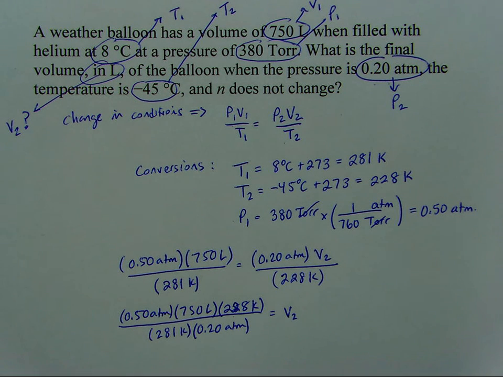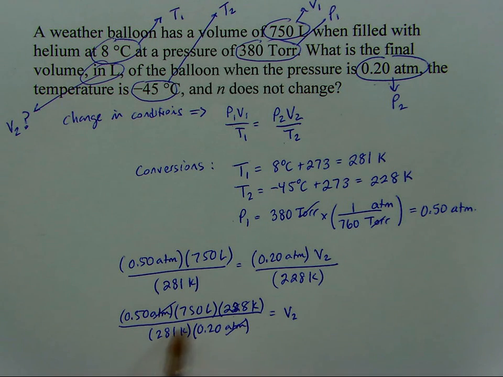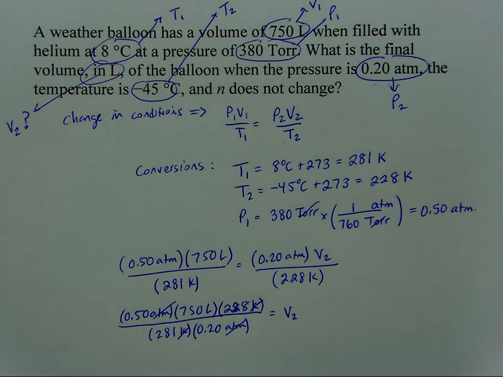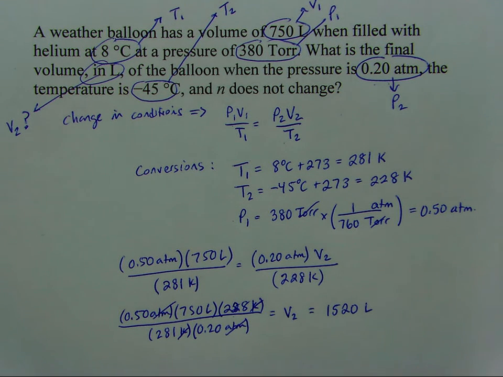You can see now how units are going to cancel and give us units of volume. I've got atmospheres divided by atmospheres, that's going to cancel. Liters isn't divided by anything, so that stays. And Kelvin is divided by Kelvin, so those cancel. I can plug this whole thing through my calculator, and what I'm going to get is 1,520 liters. That's equal to V2, and that's our final answer.